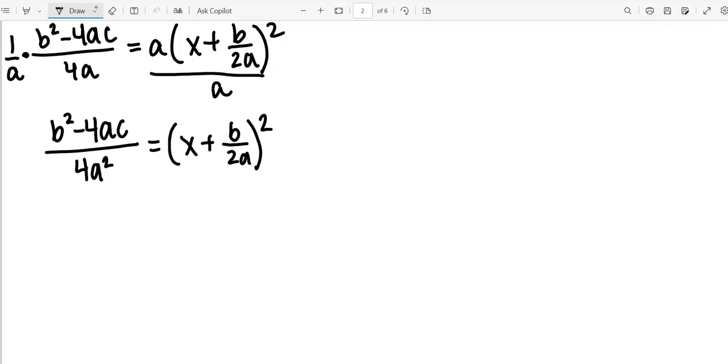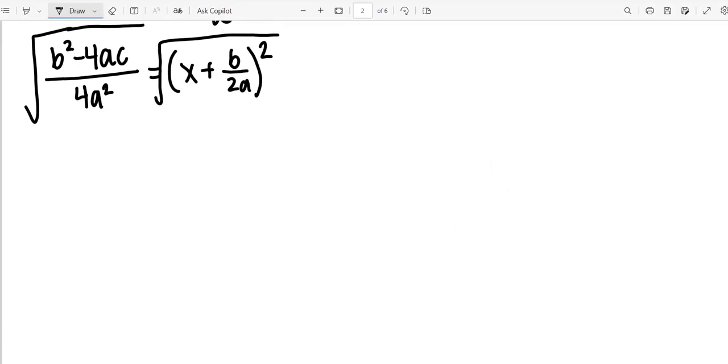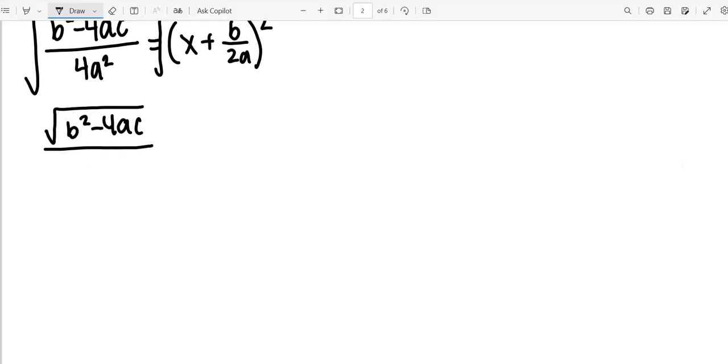Now we're ready for what? The square root. Square root both sides. I cannot take the square root of b squared separately from 4ac because they're subtracting. So the square root is going to stay on my numerator. So the square root of b squared minus 4ac over, what do you know about 4a squared? It's a perfect square. What's the square root of 4a squared? 2a. Equals, what do we get on the right side that makes this a little painful? Absolute value of x plus b over 2a.